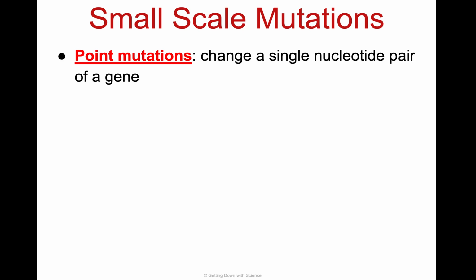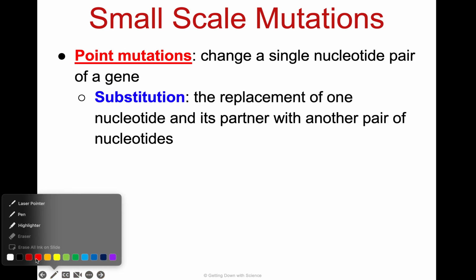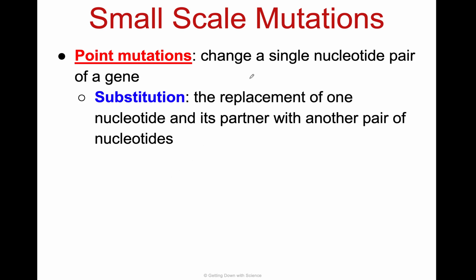One is a point mutation, so it's a single nucleotide pair that is changed or mutated. Substitution is the replacement of one nucleotide and its partner with another nucleotide pair. So for example, we had A, T, now we're going to change it, substitute it for G, C. So we just substituted it.